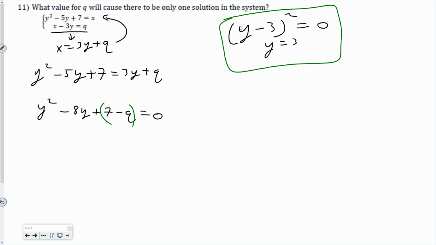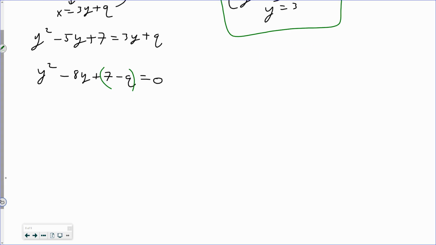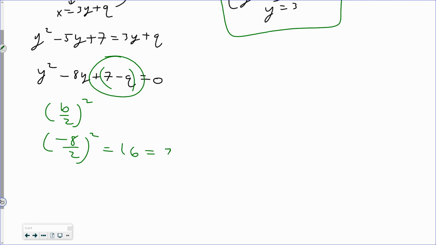I just made up numbers for the green box, just to show you an example of what it needs to be. I need this problem to become a perfect square trinomial like that. So look at this problem. I have 7 minus q, right? Well, if you remember from completing the square, to figure out this number that makes it a perfect square trinomial, you took the b value, divided it by 2 and squared it, right? So I need negative 8 divided by 2, squared, which is 16, to equal 7 minus q.